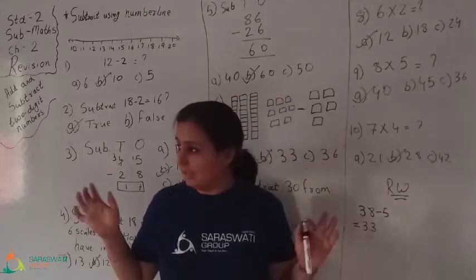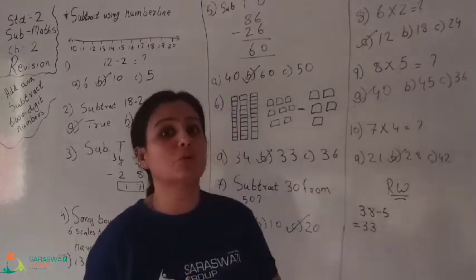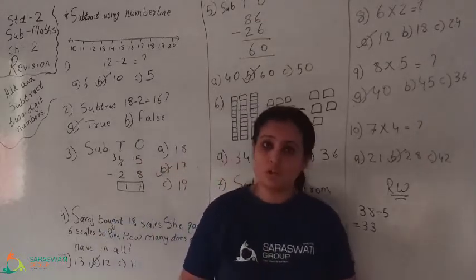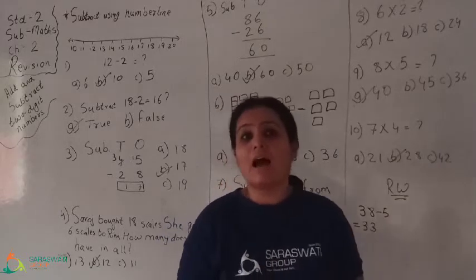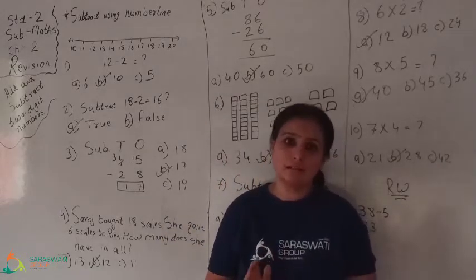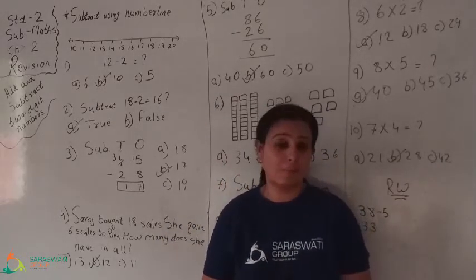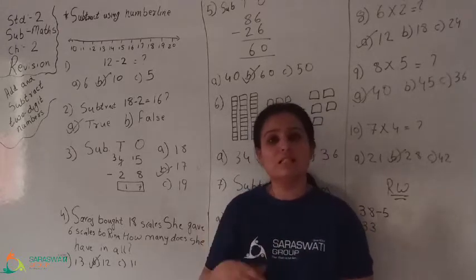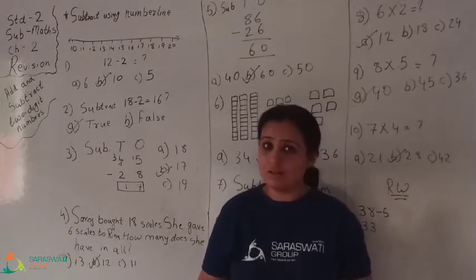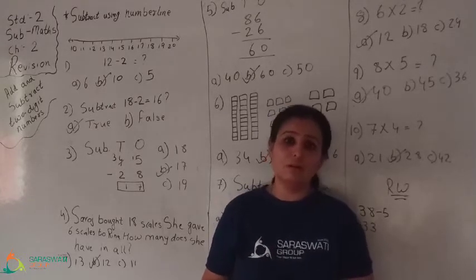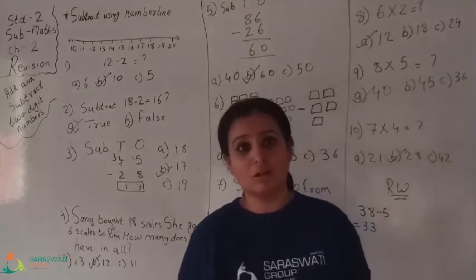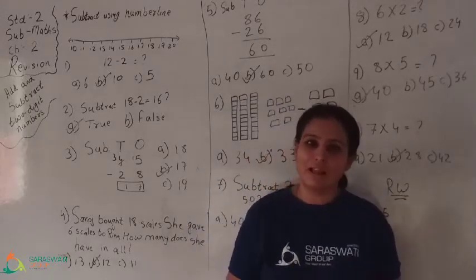So children, this was the recap of chapter number 2, addition and subtraction of two-digit numbers, as well as tables of 6, 7 and 8. I hope children you understand the concept and you will practice the same at home. And along with this I will post a worksheet with this video so that you can have a better understanding of the chapter, and I hope you will solve the worksheet thoroughly and will prepare for the exams also.